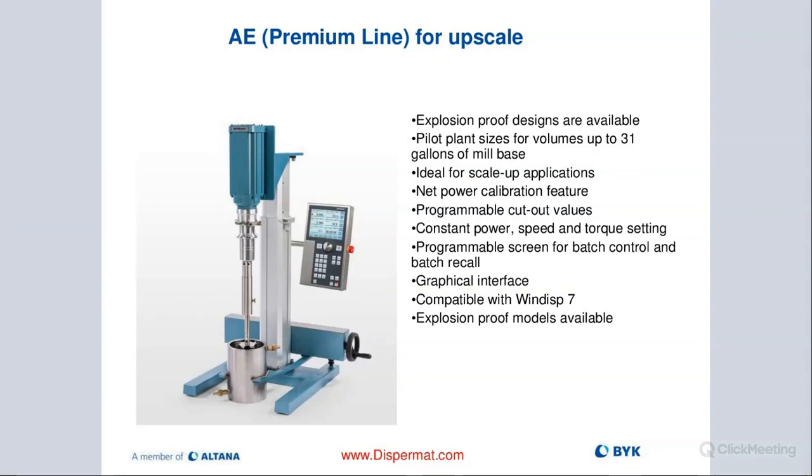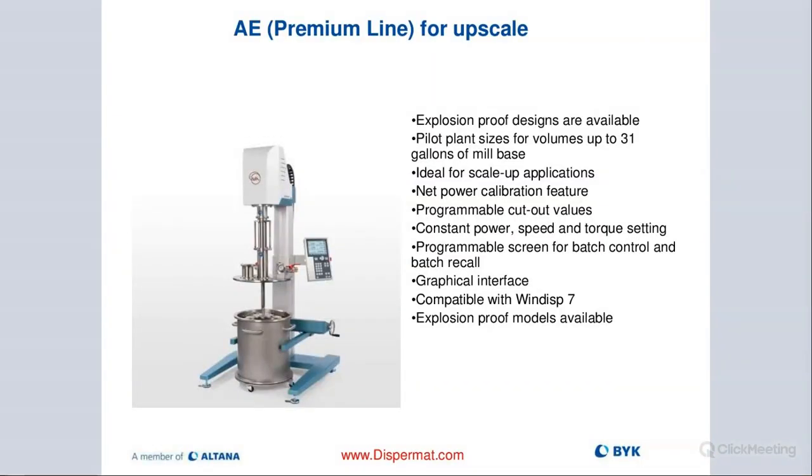So we can also store all the data. We can have the batches stored by name or batch number. We can port the data over to a computer. We'll have a graphical interface where we can see each of these critical values in a trend line. And then we also have explosion-proof models available in the AE line.